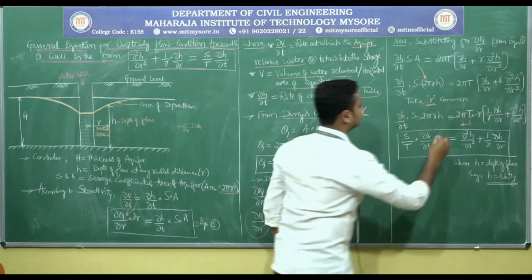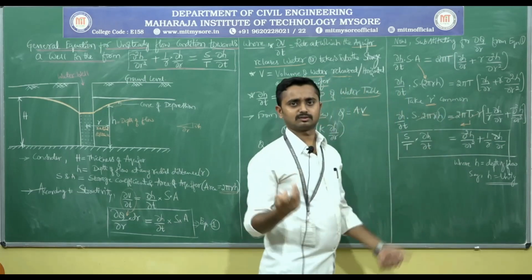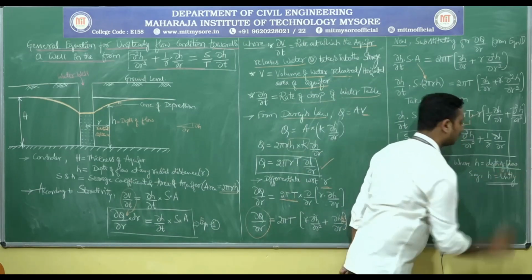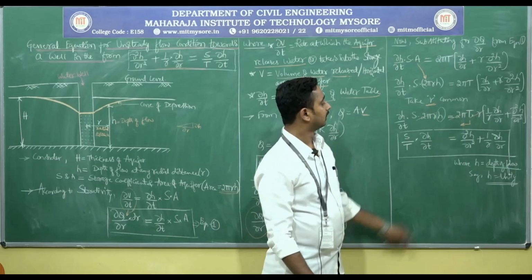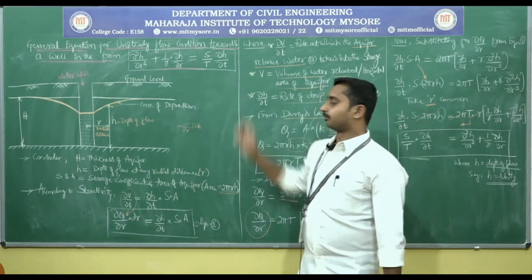where H becomes unity. Let's say depth of flow H is unity. Depth of flow H is equal to unity. So this is the final equation in the required form. Okay.